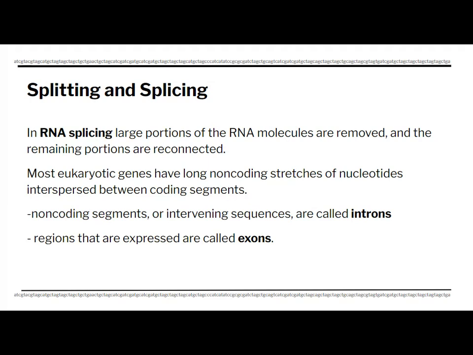So a lot of eukaryotic genes have really, really long stretches of nucleotides that don't code for anything, that are kind of interspersed between the actual coding segments. So these non-coding segments, the ones that won't end up in the final transcript, are called intervening sequences. So we call them introns. Regions that are expressed are called exons.